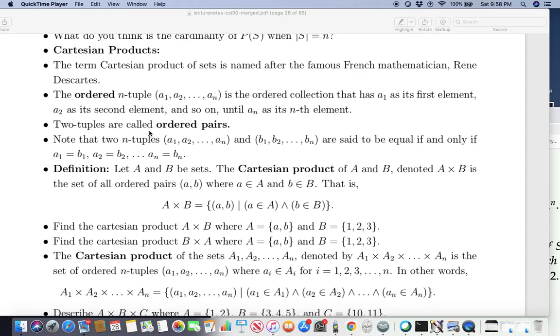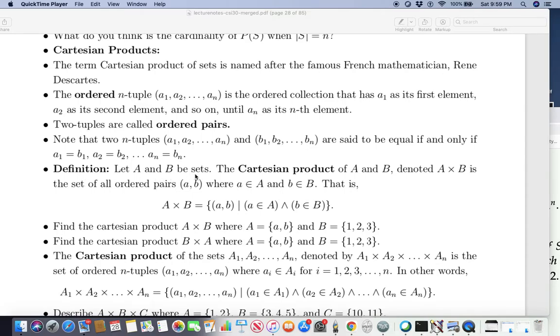Two-tuples are called ordered pairs. That is, a tuple with only two elements is called an ordered pair. Note that two n-tuples, a1 through an and b1 through bn, are said to be equal if and only if a1 is equal to b1, a2 is equal to b2, and so on, an is equal to bn.